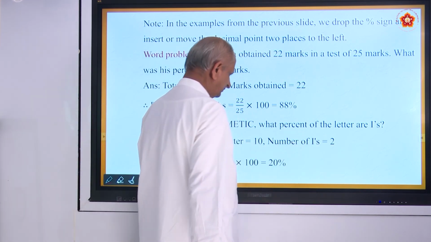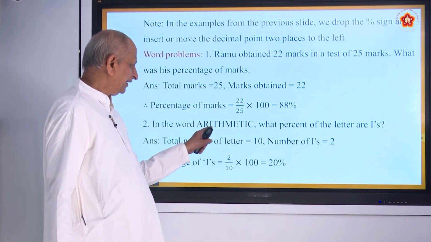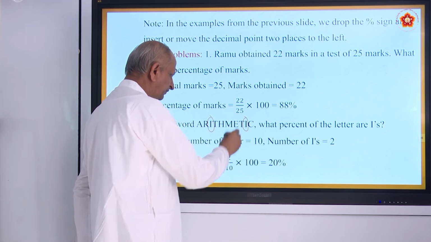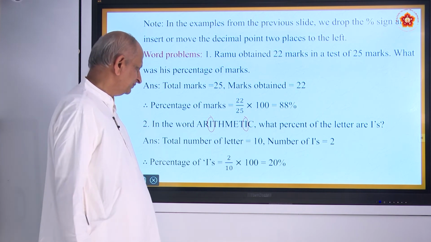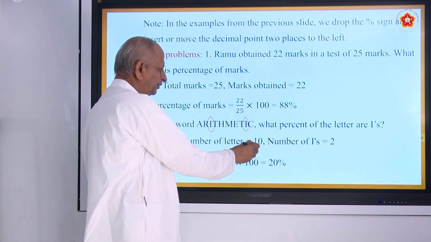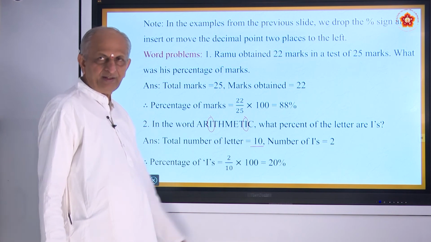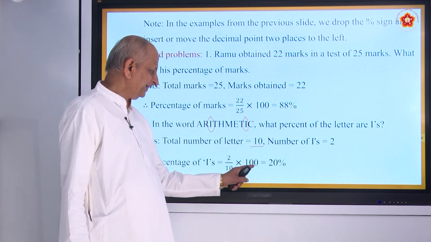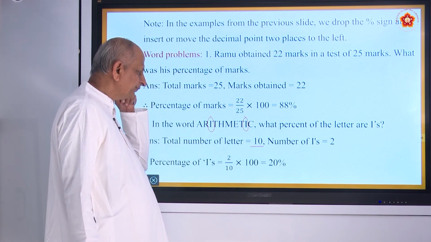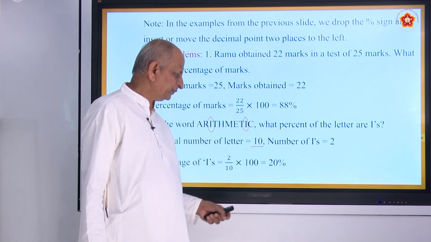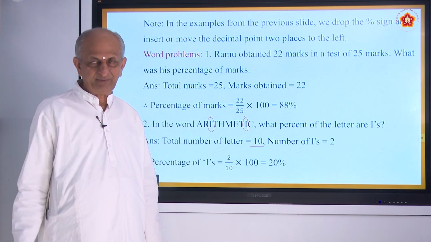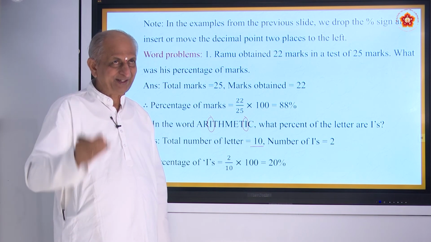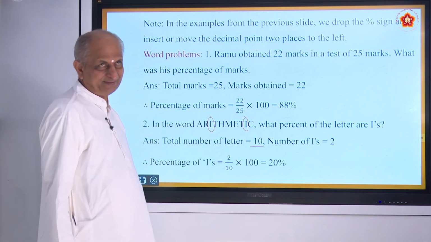How many I's are there? The question: in this arithmetic word, how many I's do you have? 2 I's, is it not? How many letters in total? The total number of letters is 10. Number of I's is 2, so 2 out of 10. The percentage is 20%. Because the letter I is repeated, that's why this question has come. Similarly, for all problems, you should know the percentage of the letters.